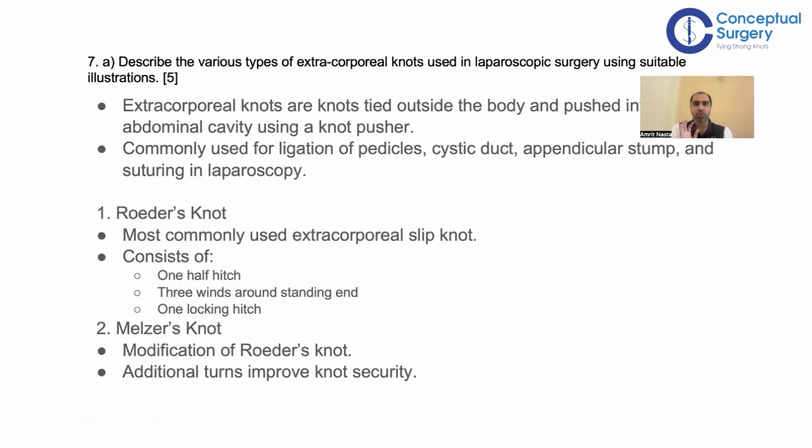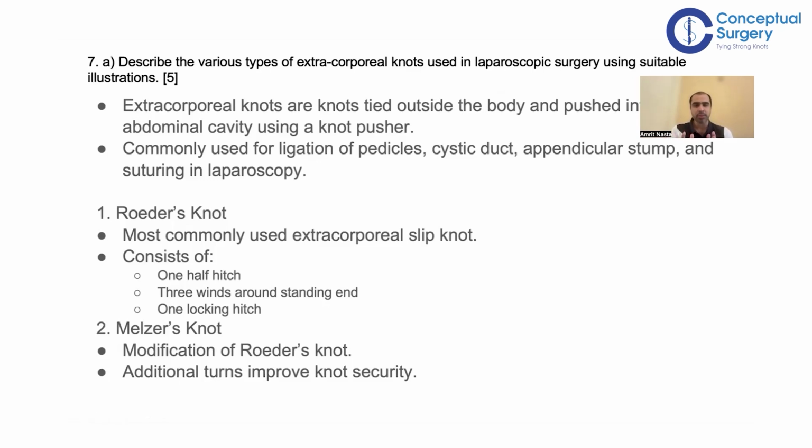Now, what does an extracorporeal knot mean? In today's day and age, they are sparingly used because most surgeons are comfortable suturing inside the abdomen itself. But for those who are not, or scenarios where you don't have the opportunity to generate the knot inside, you can make the knot outside the body. That's why it is extracorporeal. Then it is pushed through the ports with the help of a knot pusher and put wherever it is desired. In today's day and age, it is used in the appendicular stump. Rarely you can use it on the cystic duct or for pedicle ligation. Honestly, these kind of knots are very sparingly used.